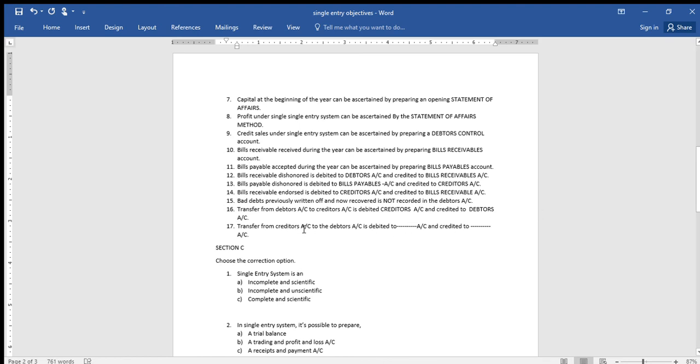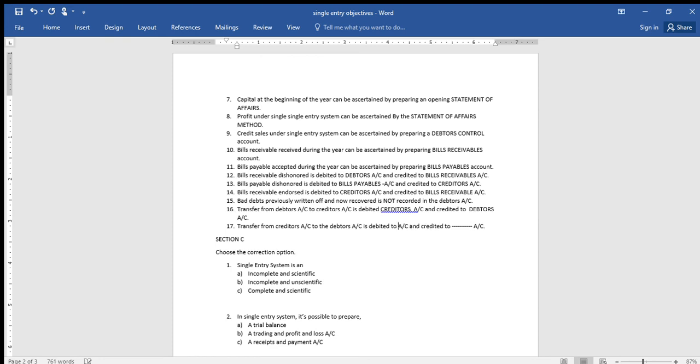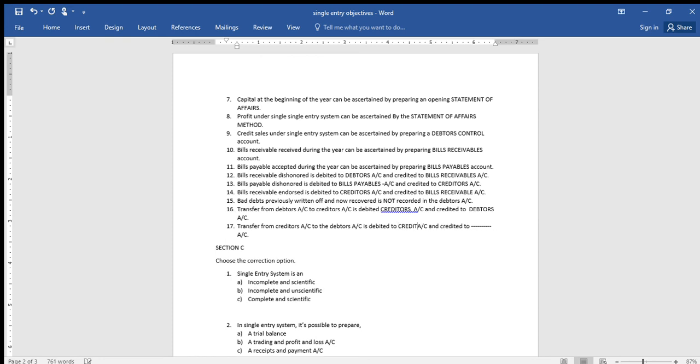Then a transfer from the creditors account to the debtors account is debited to the creditors account and then credited to the debtors account. The same thing.